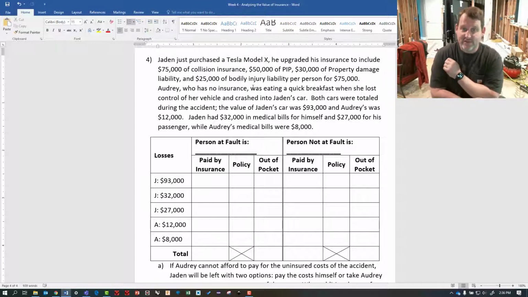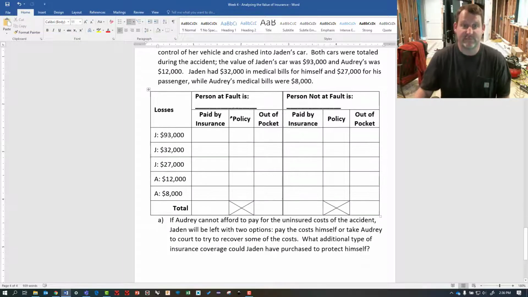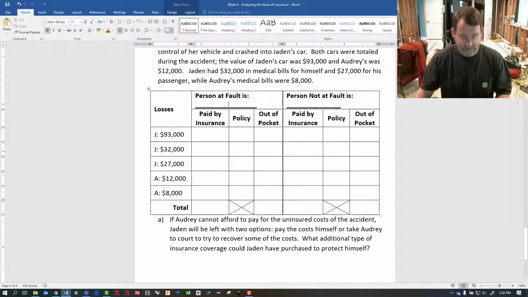Jaden had $32,000 in medical bills for himself, $27,000 for his passenger. So there were 2 people in the car with Jaden. Both got injured, while Audrey's medical bills were $8,000. Great. So the person at fault here is Audrey, and Jaden is not at fault. So let's start on the person at fault side, and let's see.